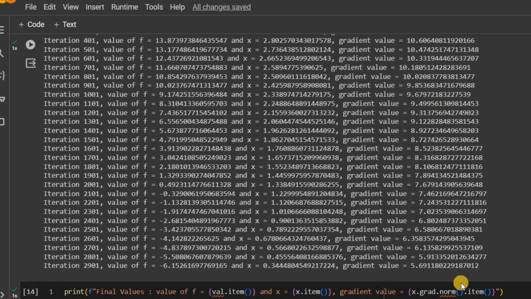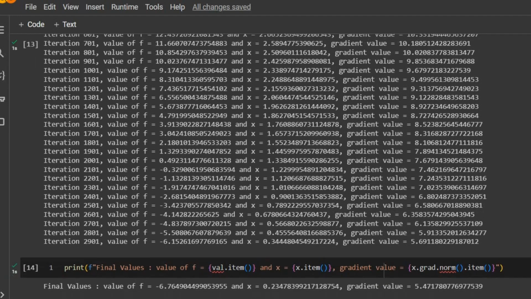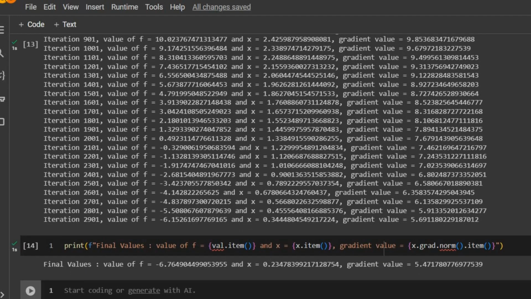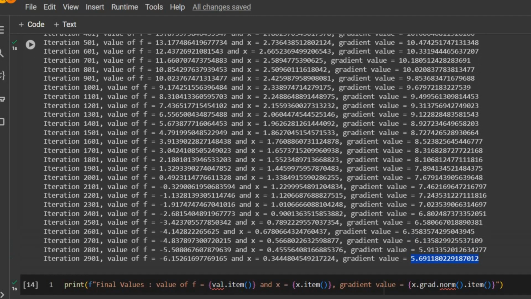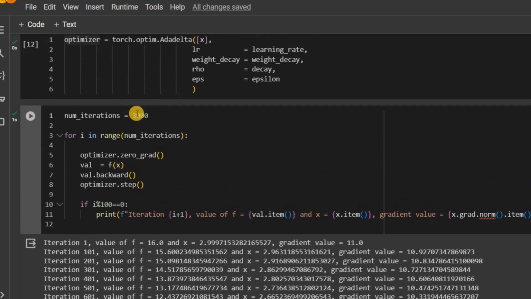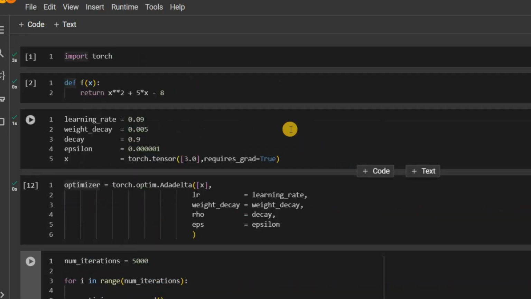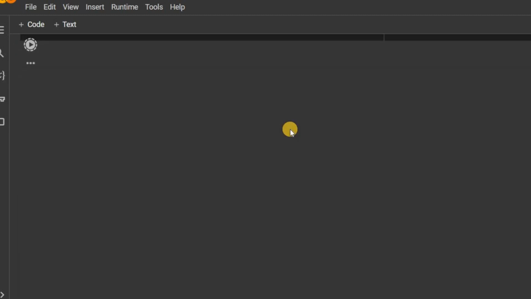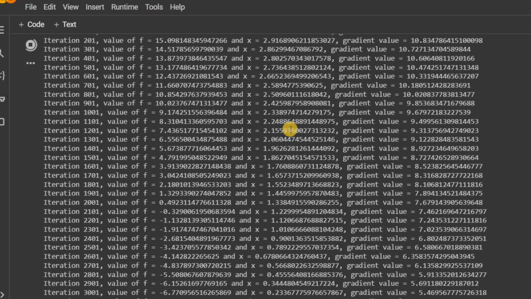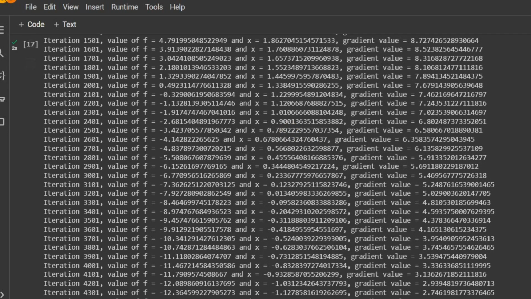Now the gradient value is still not equal to 0, or close to 0, but we can see that at 2900 iterations the value of f has reduced. The value of x is also pretty low, and the gradient value is 5.69. So now we need to reduce it even further. Now we can increase the number of iterations. Let's say I do it for around 5000 iterations and keep everything consistent, and we run it for 5000 iterations, I think.